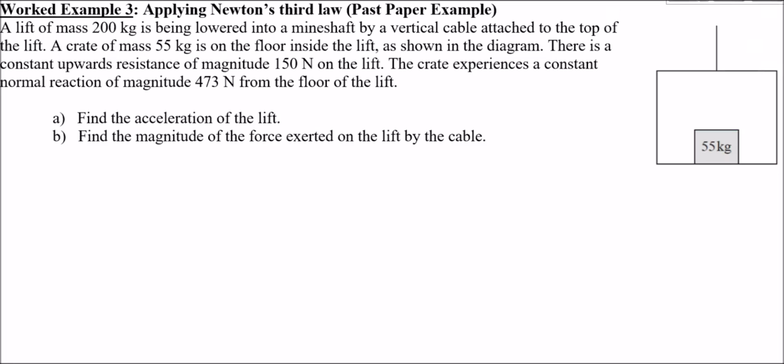Worked example 3, we have a crate in a lift. We're told here that the lift has a mass of 200 kilograms. It's been lowered into a mineshaft by a vertical cable attached to the top of the lift. Now, no matter what, this cable will have a tension which will be working away from the lift. So there'll be a tension force here going upwards. It also says there's a constant upwards resistance of magnitude 150 newtons on the lift. So as well as this tension force in the cable, there's also a constant force of 150 going up as well.